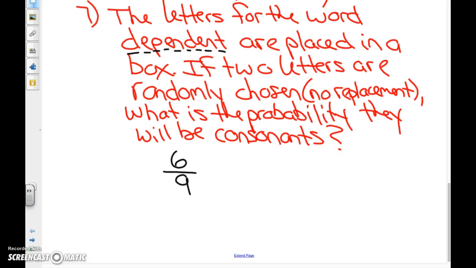So now the next event, which is drawing another consonant, is going to depend upon the first event in which we drew a consonant. So what is the probability, assuming we drew a consonant in the first draw, that we're going to draw a consonant in the second draw? Everybody. 5/8.